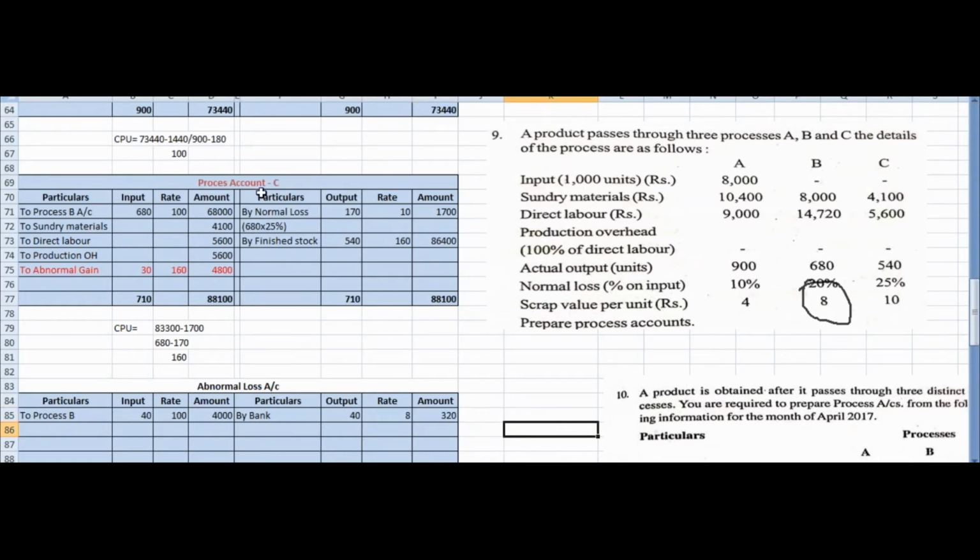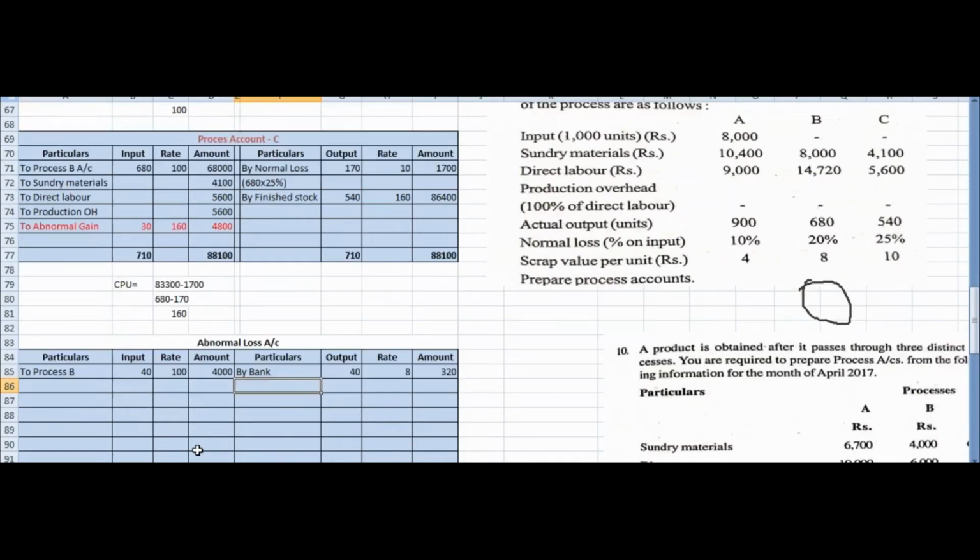Now, process C is not having abnormal loss. If there were abnormal loss to process C, once again you would write by bank, then the rate, same as this rate. But in this question, there is no loss in process C.